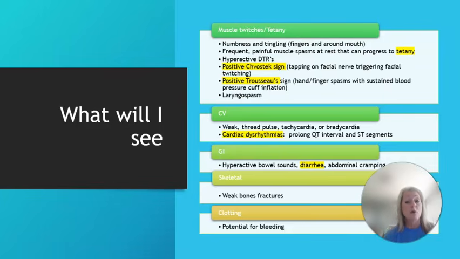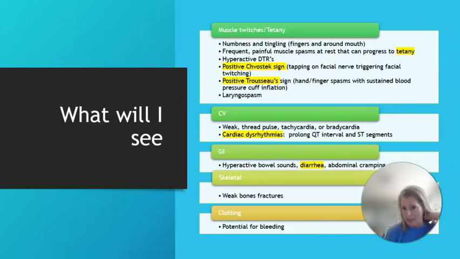Now, a positive Trousseau sign: if you go to take their blood pressure, you put the blood pressure cuff on, you pump it up, and the hand and the fingers start to spasm, that is a positive Trousseau sign. So if you ever go in and you're taking a blood pressure on a patient and their fingers start to do this little funky stuff or start moving really weird, that's a positive Trousseau sign. That is a good indicator that their calcium levels are off.